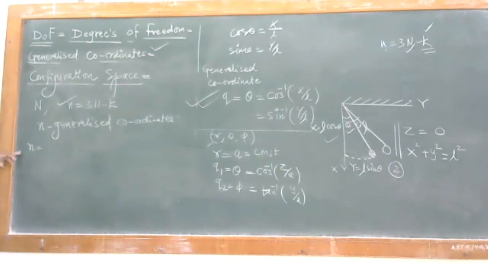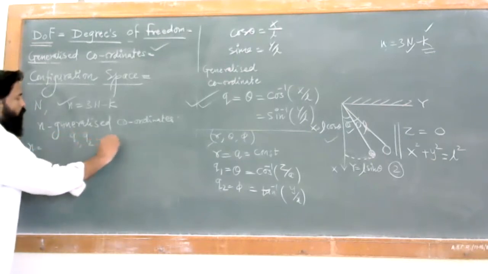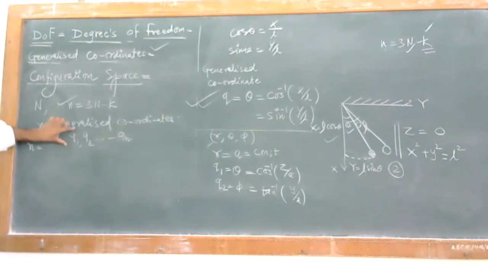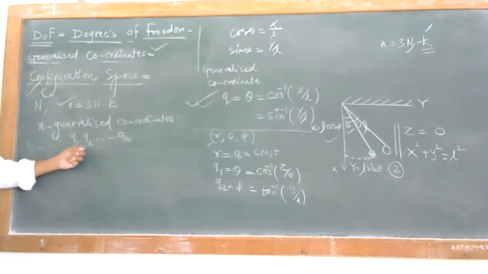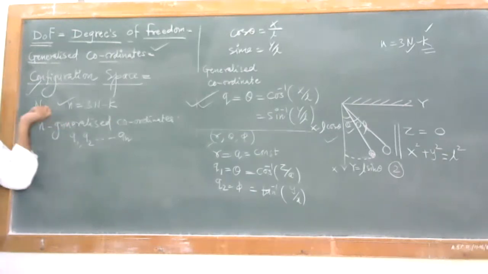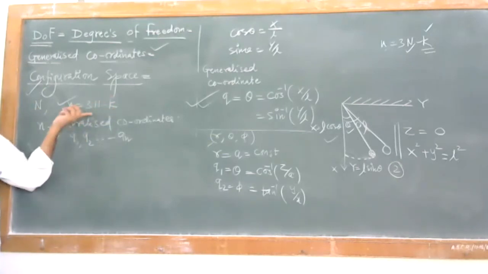So you have n generalized coordinates that can be defined. What are the n generalized coordinates? That is nothing but q1, q2 up to qn. These n generalized coordinates can be defined in a space, and remember, the space in which these n generalized coordinates are defined is called the configuration space. So guys, see if you understand: we have n number of particles, capital N, and then we can have k equations of constraints, so we can have n generalized coordinates.